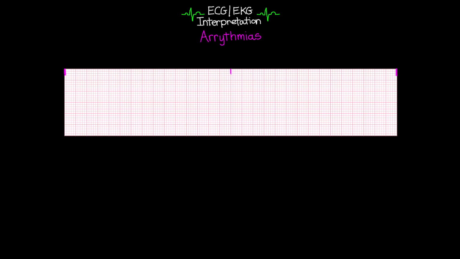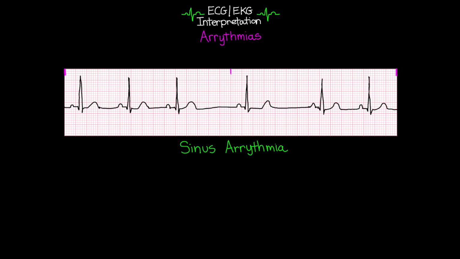Up at the top, you'll notice our tick marks or our hash marks in order to identify the time breaks on here. So we have the two big hashes and the one small hash in the middle. Therefore, we know that this strip that we're looking at is a 6-second strip. And so the first of these arrhythmias that we're going to talk about is our sinus arrhythmia.